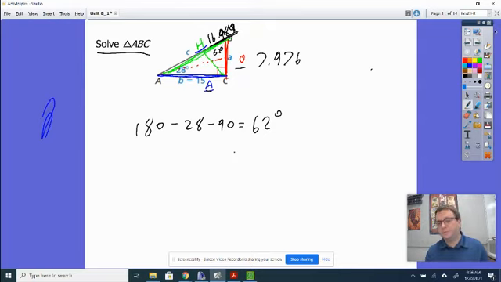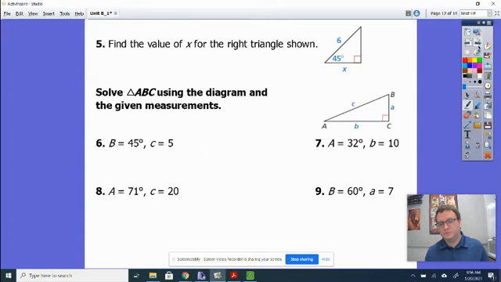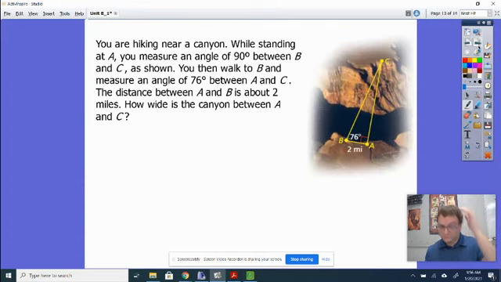Okay, look at one more of these. Let's do a word problem. So you're hiking near a canyon, standing at A. You measure out an angle between A and B of 90 degrees and C as shown. Then you walk to B. You measure the angle 76. Between A and C is a distance about 2 miles. How wide is the canyon between A and C?